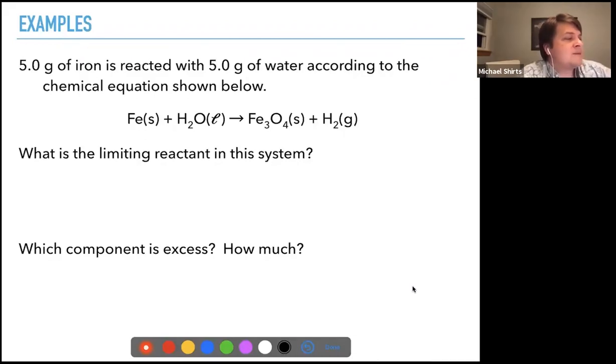So 5 grams of iron is reacted with 5 grams of water according to the chemical equation shown below. So if you were completely not thinking about this at all, you could say, well, there's the same amount of iron as water. Of course, first of all, we know that things react according to the proportions of molecules, not weight. So first we have to convert it to molecules, but second, we also need to make sure it's a balanced chemical reaction, or we don't know how many iron reacts with how much water.